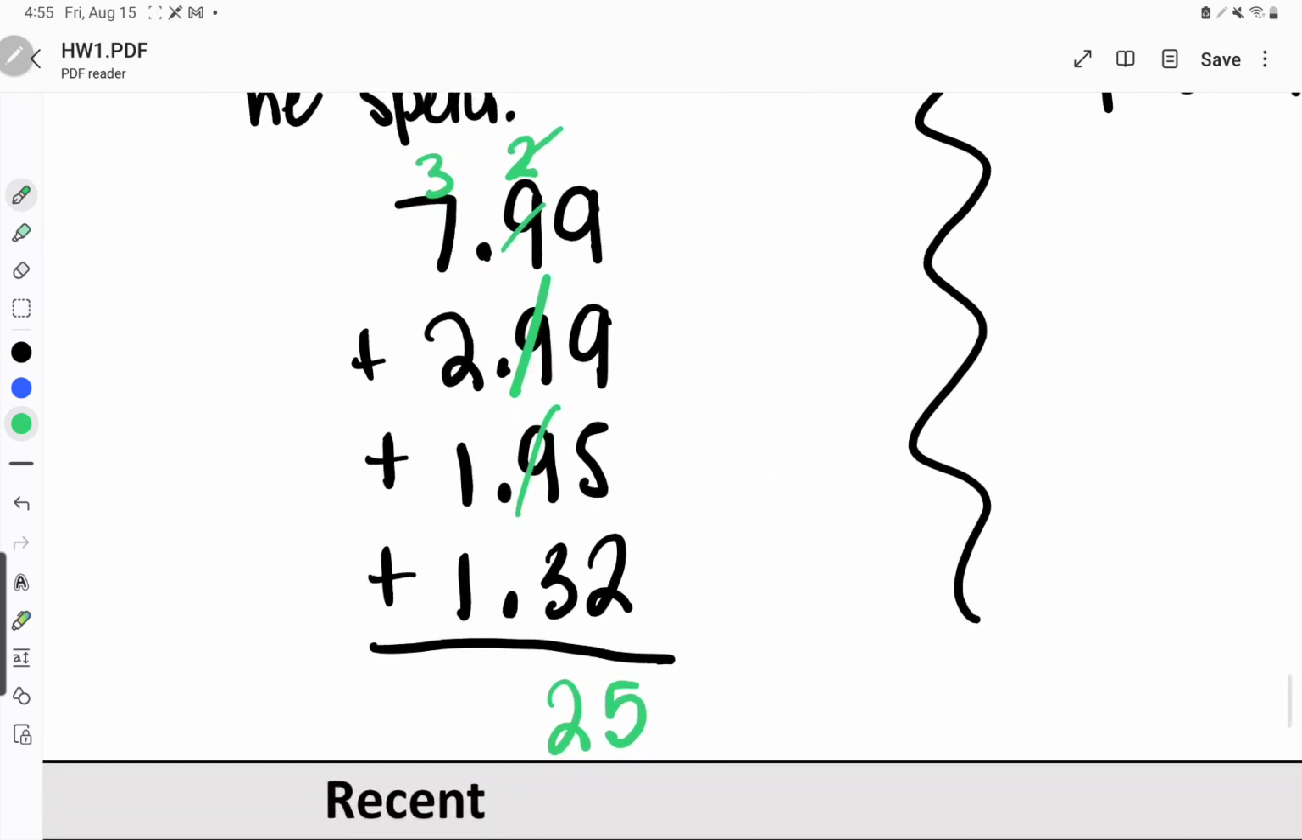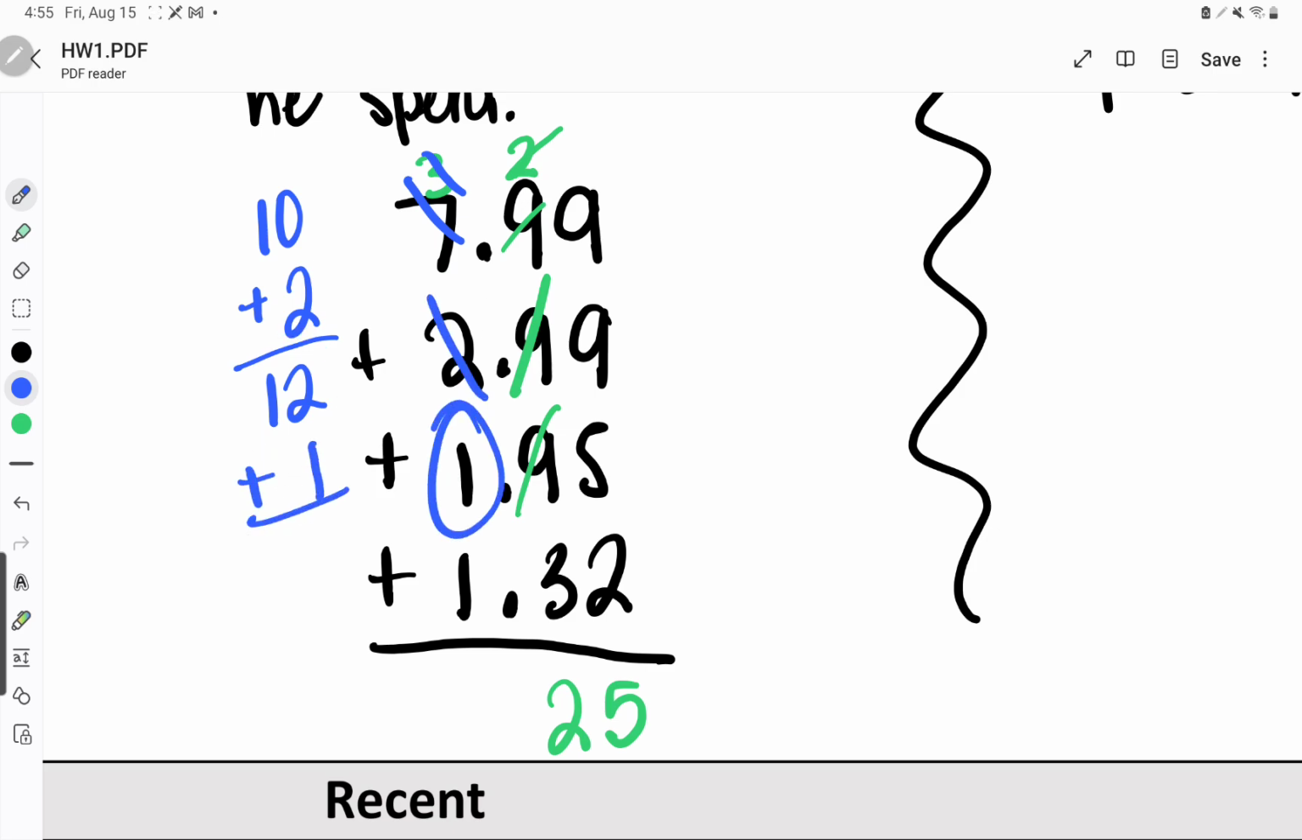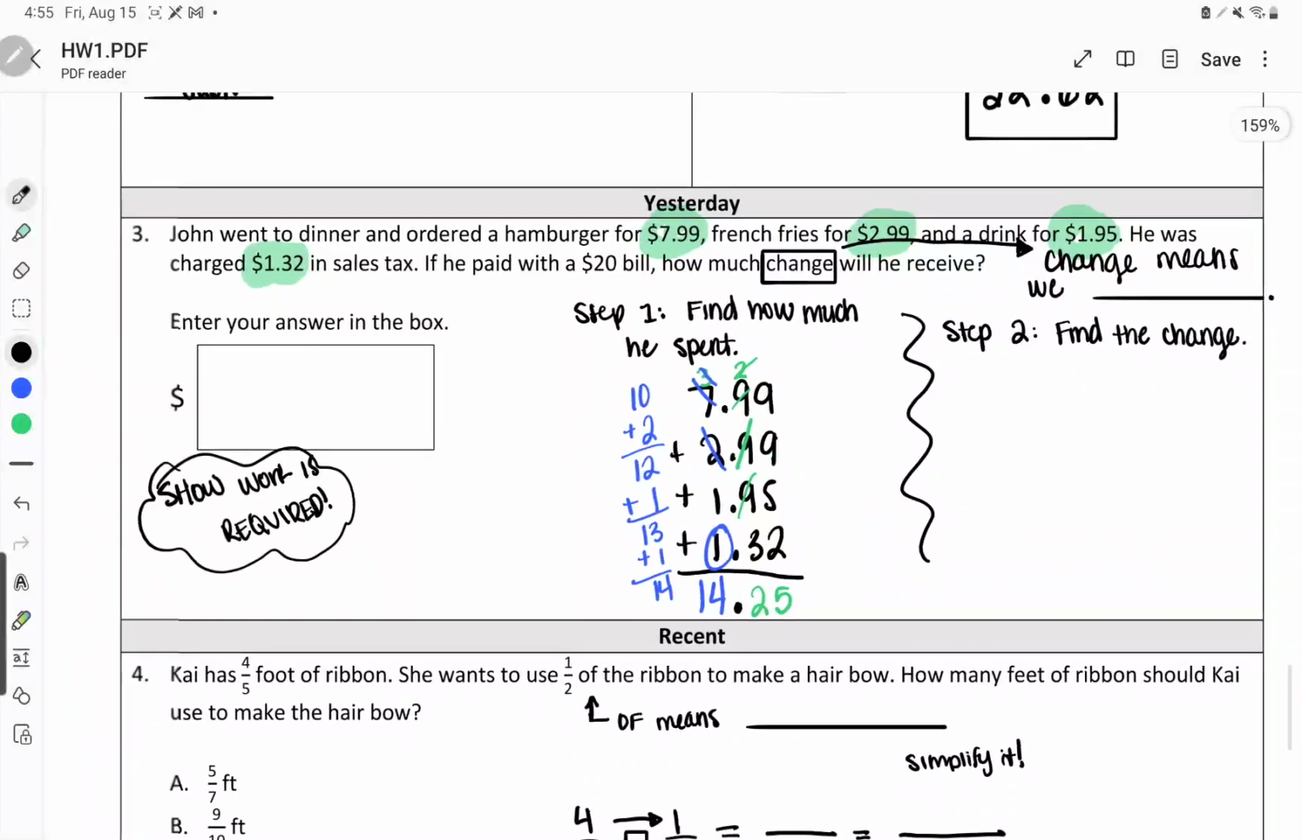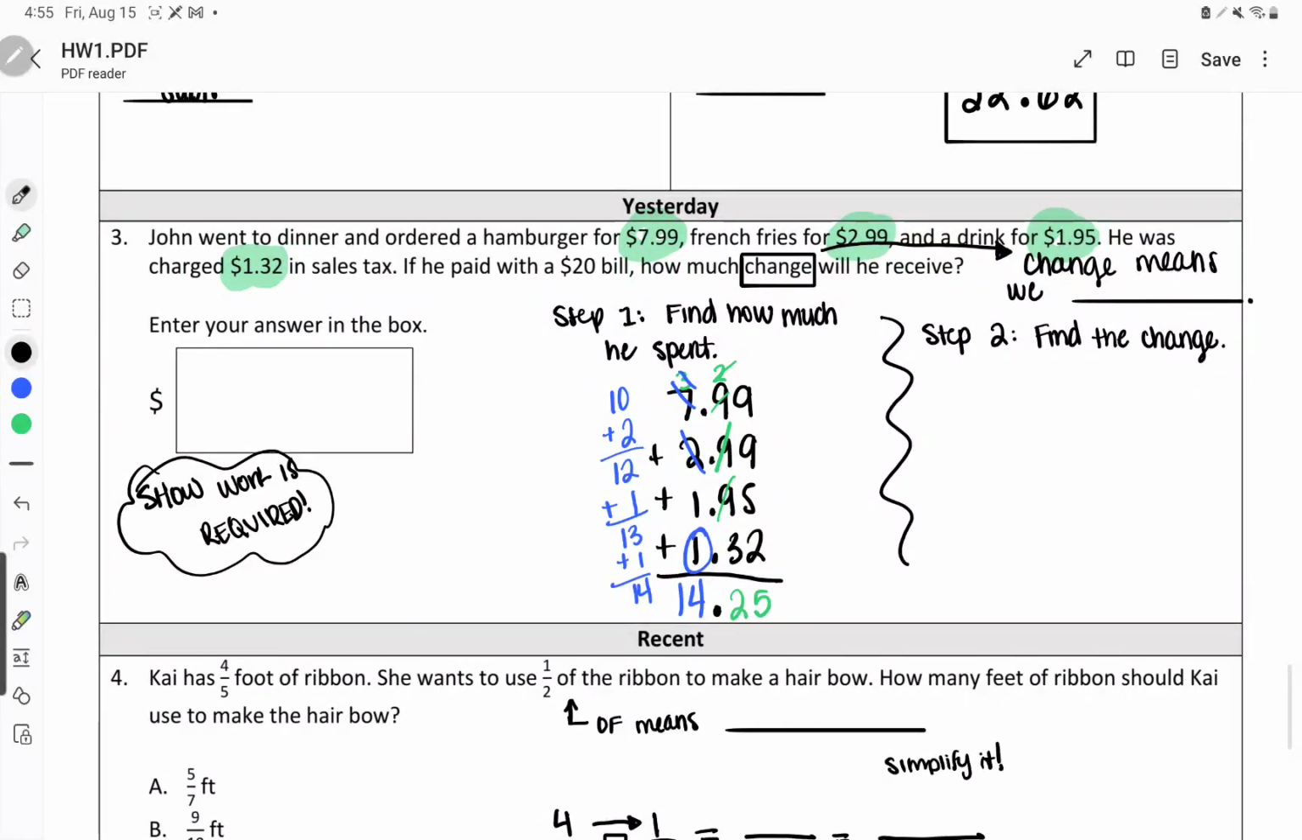All right, now I'm going to start with 3 plus 7. 3 plus 7 gives me 10. Then I'll do 10 plus 2, which gives me 12. Then I'll do 12 plus 1, which gives me 13. And I'll do 13 plus 1, which gives me 14. So he spent $14.25. Now, he paid with a $20 bill.